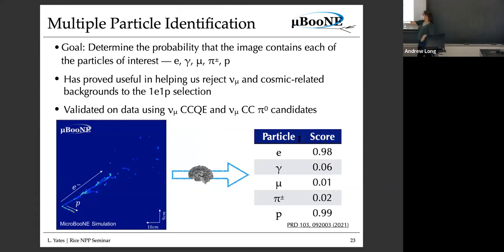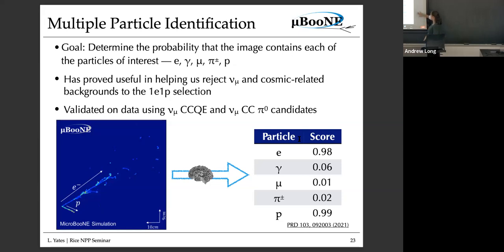Here I've got an example of a 1E1P event, like our signal. You can see it says, yes, I think there's an electron, the score is close to one. Yes, I think there's a proton, the score is also close to one. And then photons, muons, and pions, not so much. So this is exactly what we want to see. And this has proved really useful in helping to reject backgrounds that might have muons or photons in them that sneak into our 1E1P selection otherwise.